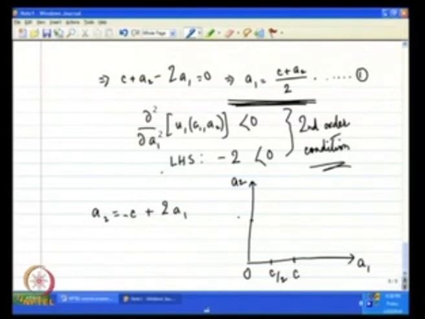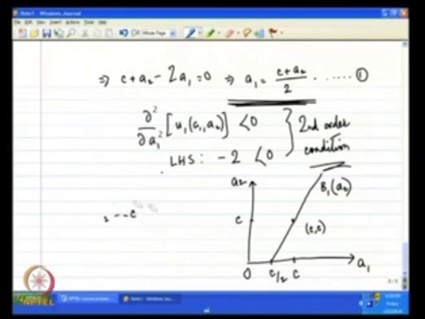Suppose this is again C. So, this line, this is not a curve, this is a straight line, and this should look like this one. It has a steep slope, slope of 2, and a horizontal intercept of C divided by 2. Okay.